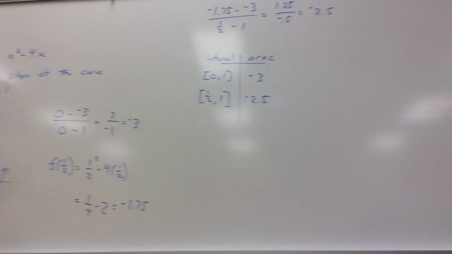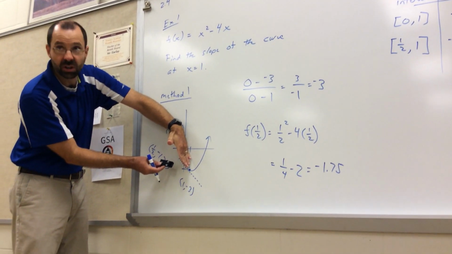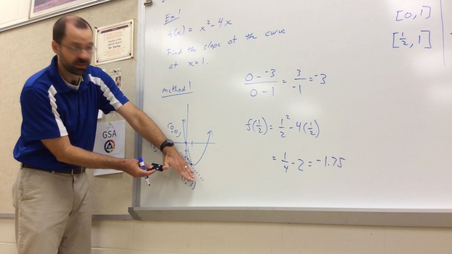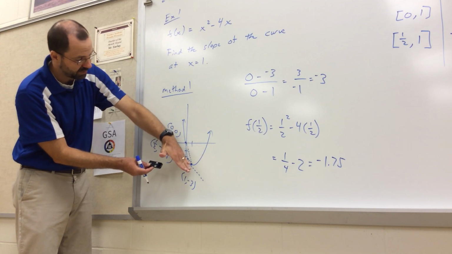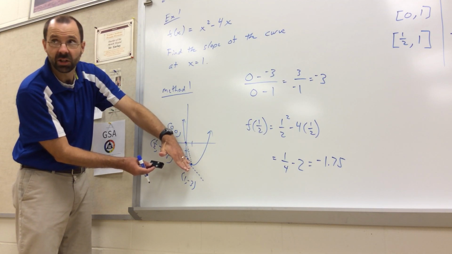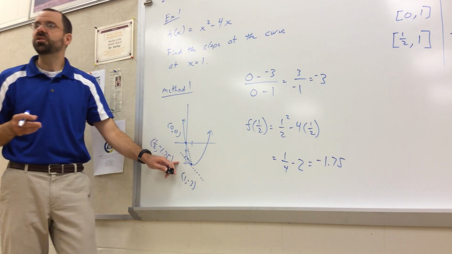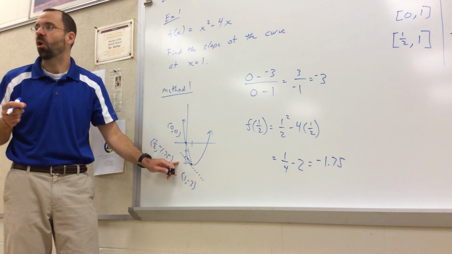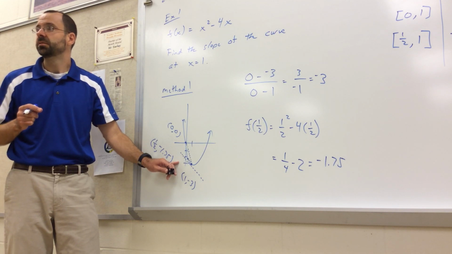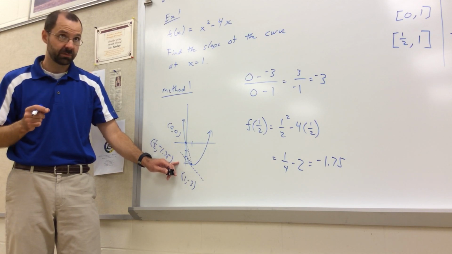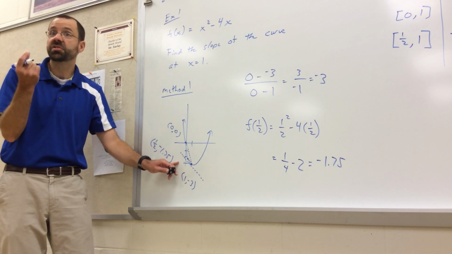Okay, and notice that the negative 3 was wrong. It wasn't the slope of this line, right? The negative 3 was wrong, and the negative 2.5 was wrong as well, but it was less wrong. Okay, so what should I do to get an even less wrong answer? Make the interval even smaller, right?